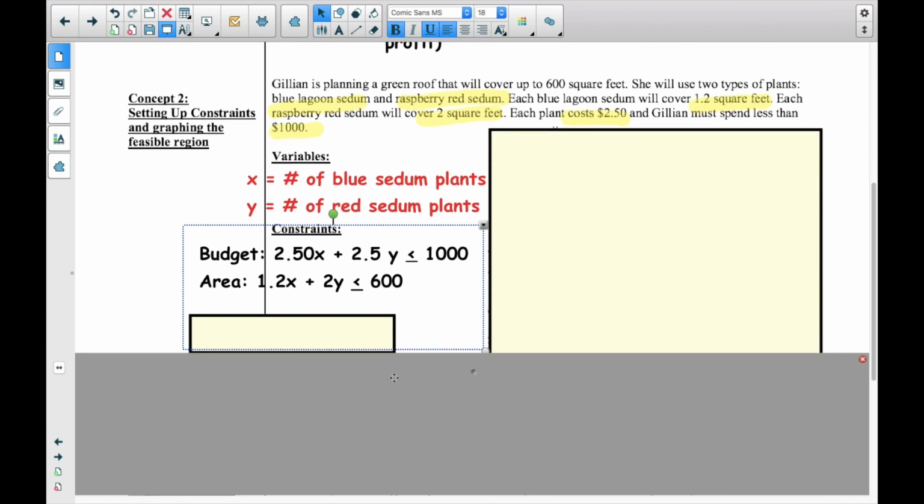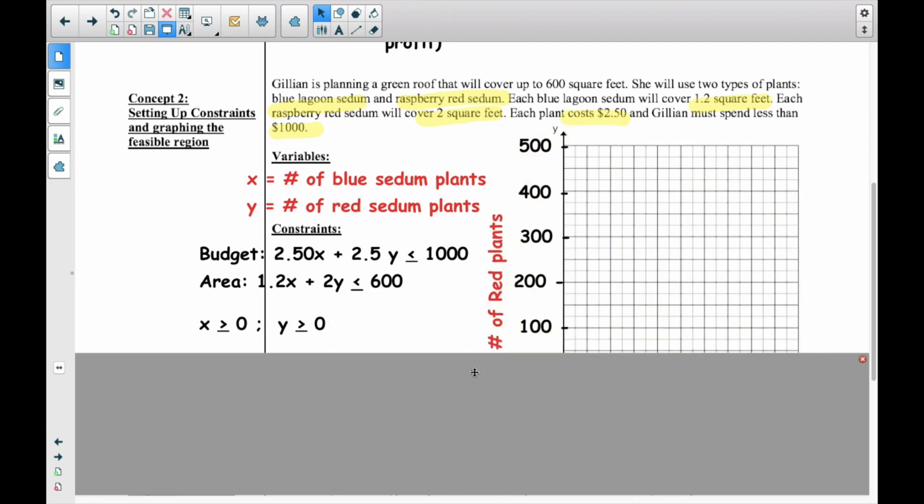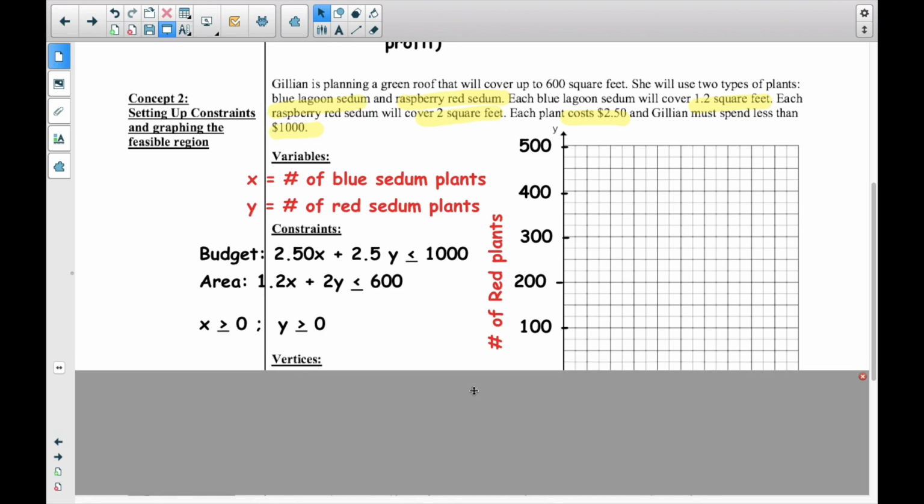Okay, so my variables are my blue sedum and the red sedum. The budget, I have outlined that. The area, I have outlined that. There are two more things in the constraints that we need to talk about, and that is that we cannot have a negative number of plants, right? So we cannot have negative blue plants, and we cannot have negative red plants. And so we want to make sure that X is greater than or equal to 0, and Y is greater than or equal to 0.